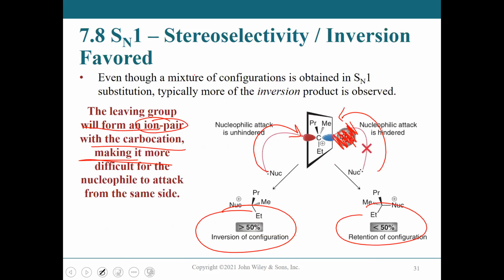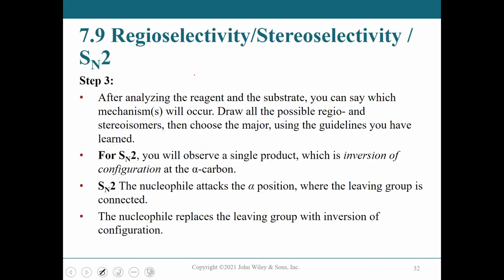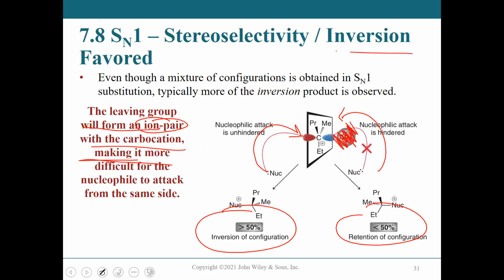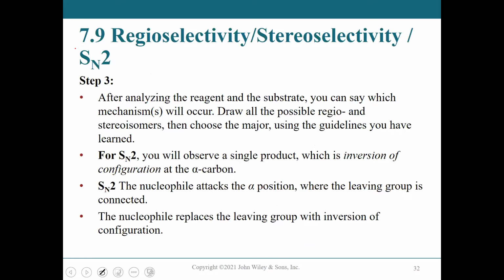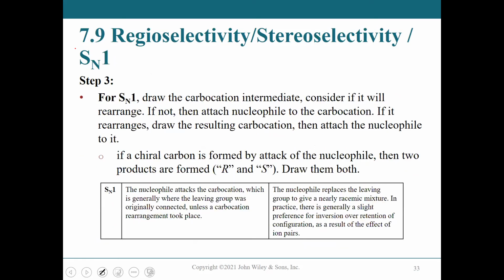We talked about the stereoselectivity already, right? So the inversion is favored. You have slightly more inversion than retention. Okay, so let's now see how we analyze this. Let's do examples of SN1 reaction, the same way as we did for E1. So sorry, for SN1 reaction. Sorry, for SN2.